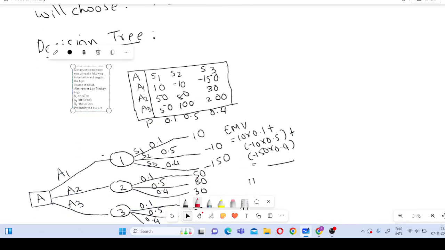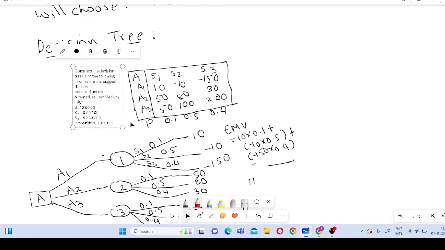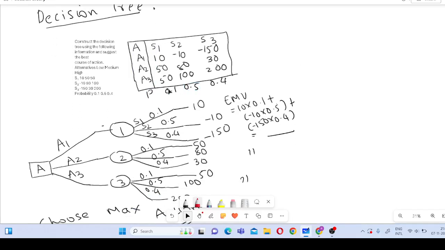Now see this question. This is also a very simple question where you are supposed to obtain the decision tree. Decision tree making is very simple. Such a box will be given with actions A1, A2, A3, then states of nature, that's all. And one more thing is given, that is the probability: 0.1, 0.5, 0.4. Probability of state of nature S1, probability of state of nature S2 and for S3.